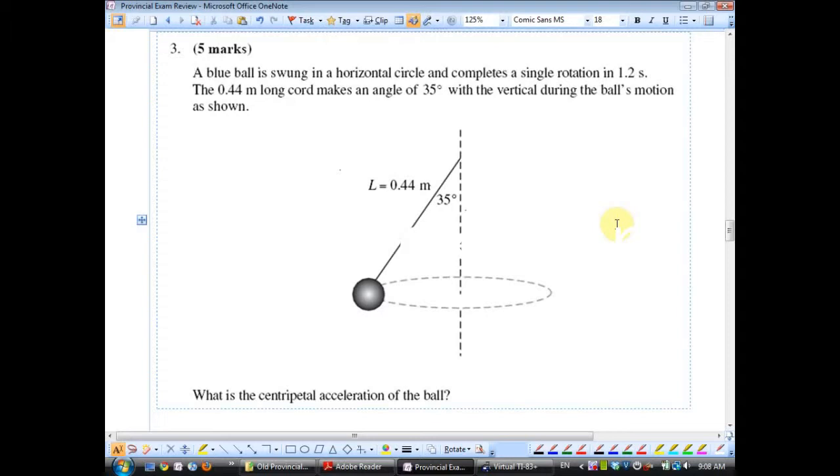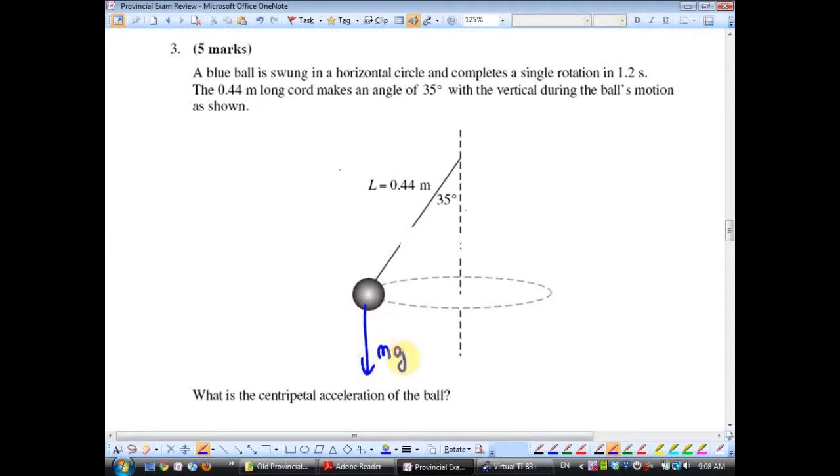I'm thinking whenever they give me one of these ones at an angle, free body diagram, probably a triangle. Well, let's see. What are the forces acting on this sphere? Get the obvious ones. Gravity down. What else? Tension. What else? Nothing else.